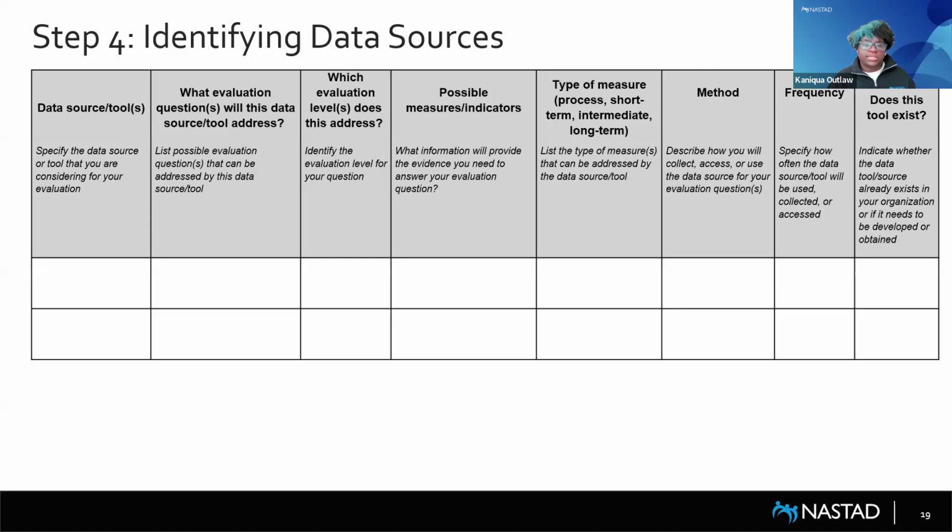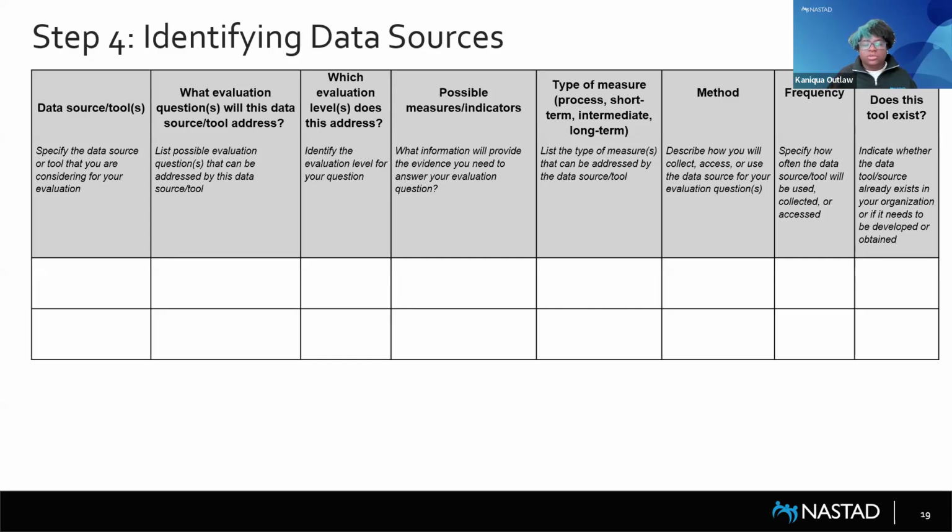Hence, this is why it's important to create those SMART goals or objectives, because they help guide this piece. And the information in this column is going to provide the evidence that you need to answer that evaluation question. In the next column, the measure type is where you would categorize the type of measure that's being observed by your evaluation questions and that's being measured by the data tool.